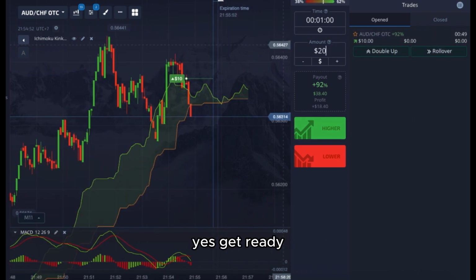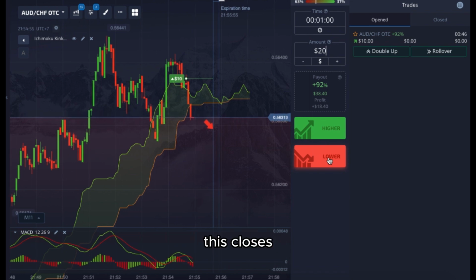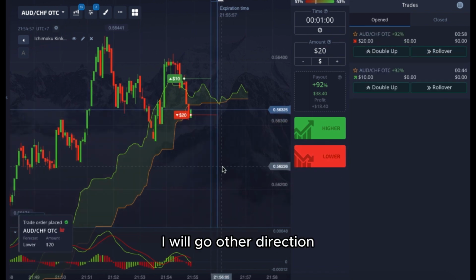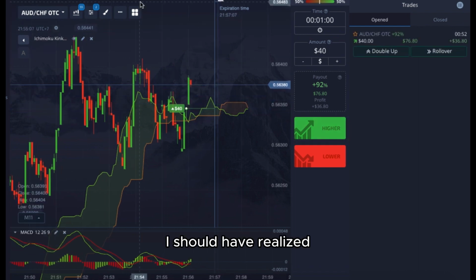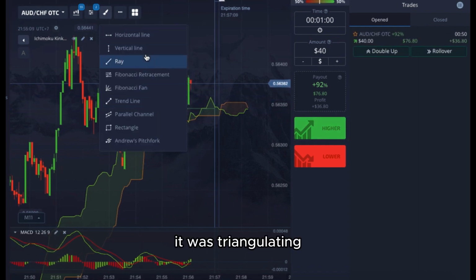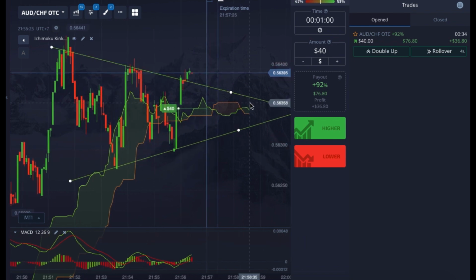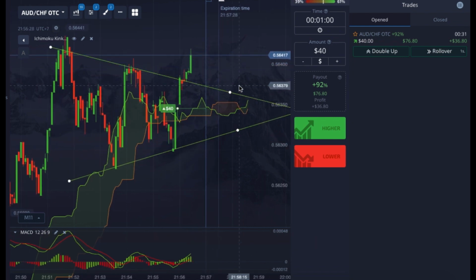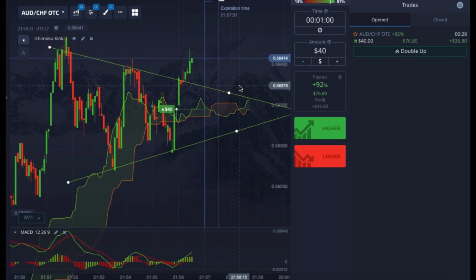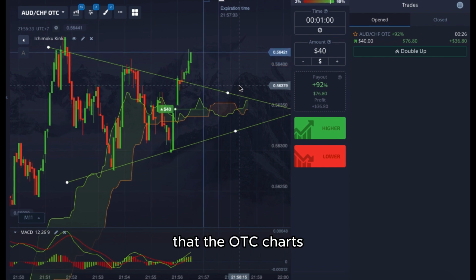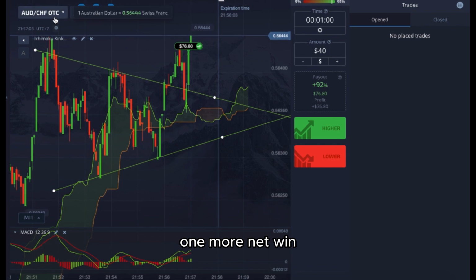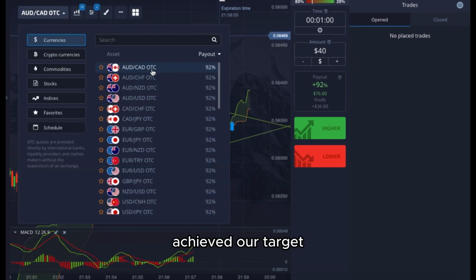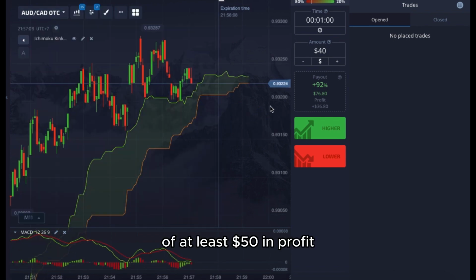Technically, yes. Get ready. If this closes, I will go the other direction. Let's wait for the next close up. Let's go. I should have realized it was triangulating. So you can see this triangle, and we had a breakout this time. This is again a case in point that the OTC charts on Pocket Option are very technical analysis friendly. One more net win and we would have achieved our target of at least $50 in profit.